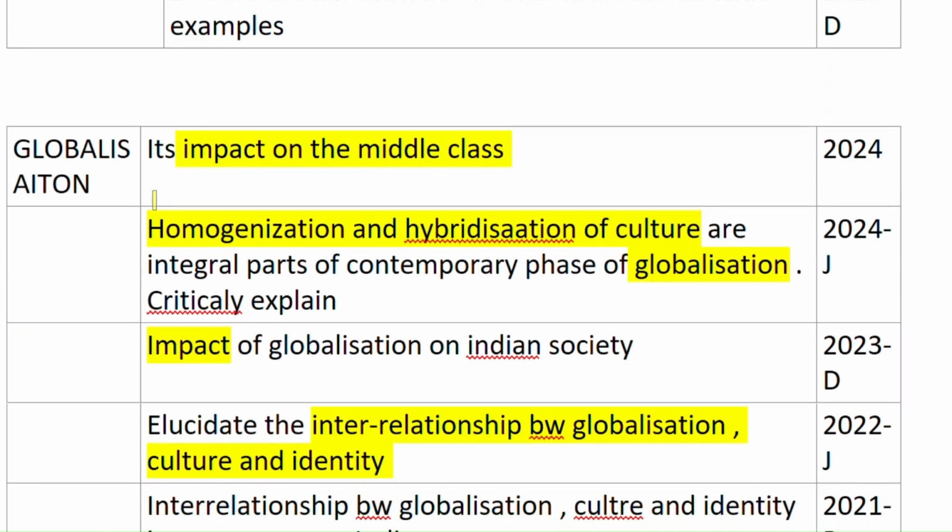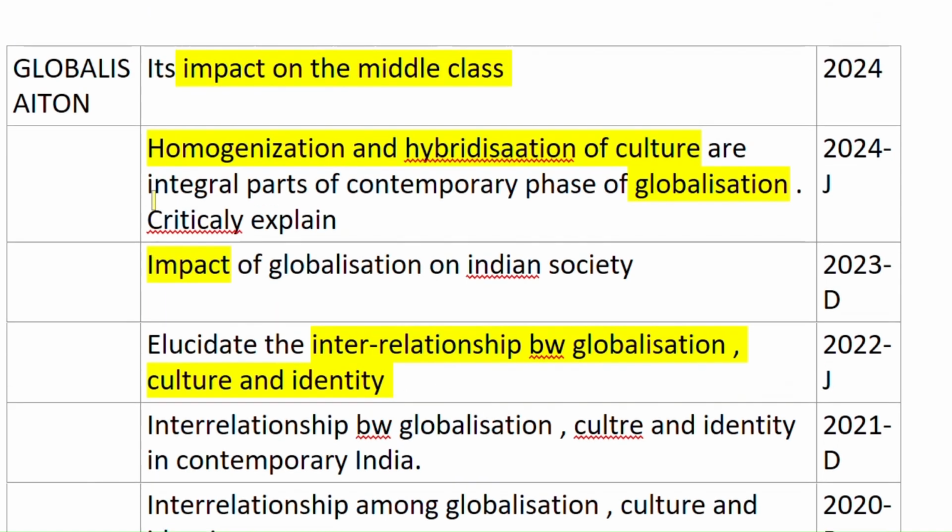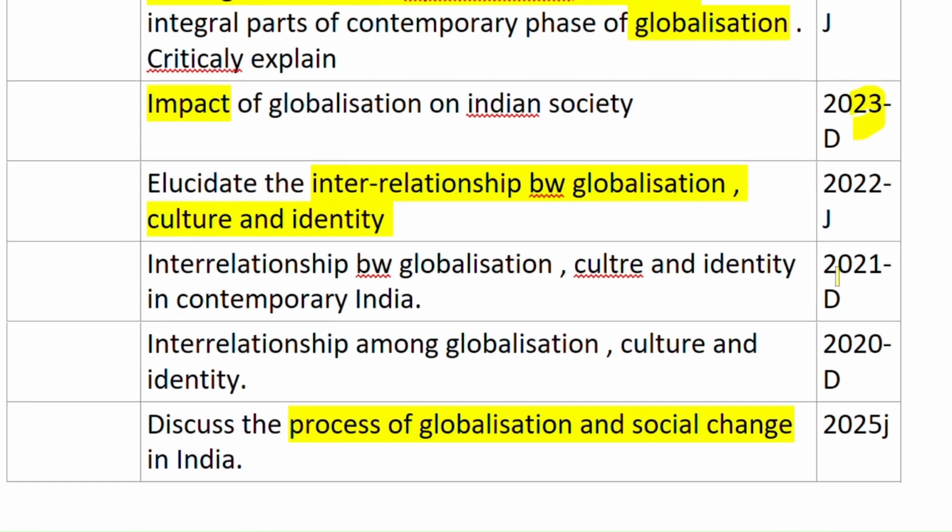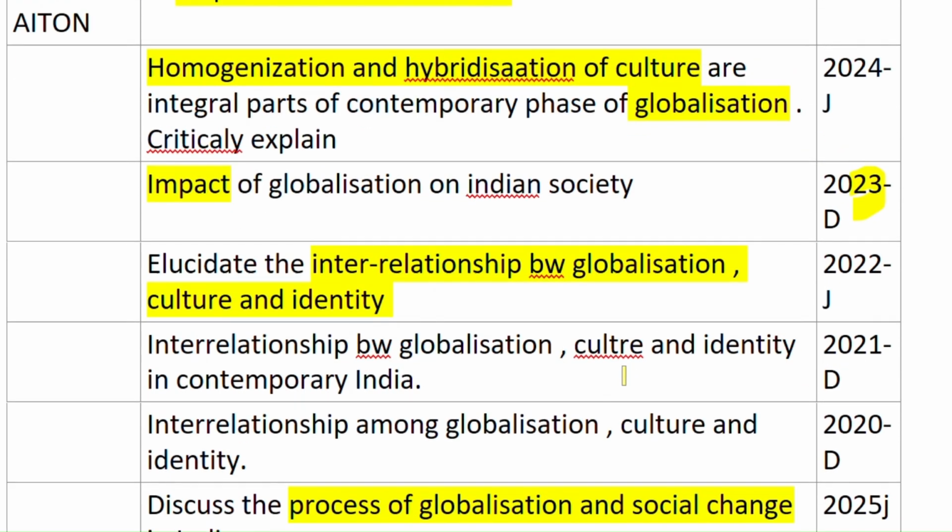Now globalization. Like we know, when it was asked on industrialization, it tried to link it with urbanization and globalization. So here you can learn about globalization. The questions from globalization are usually asked about its impact. In the first question, 2024, impact on middle class; 2023, impact on Indian society. Okay, that was a major question.